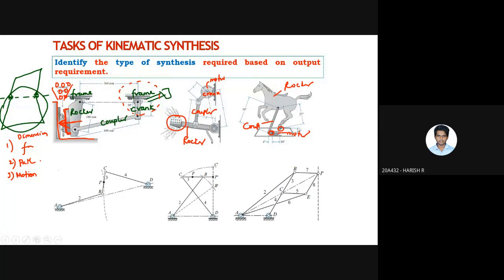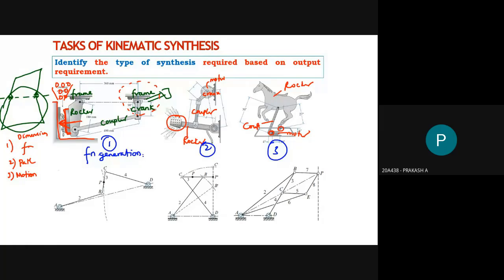Motion generation, sir. Let me give the number as 1. So this as 1, this as 2, and this as 3. So for the first one? Function generation. Very good. First one is function. Can you justify, ma? Sir, the rocker is moving based on the crank motion, sir. Yes. For this, function generation is more than sufficient. For a given crank angle, some rocker is going to make some oscillatory motion. So for this, function generation is more than sufficient. Very good.